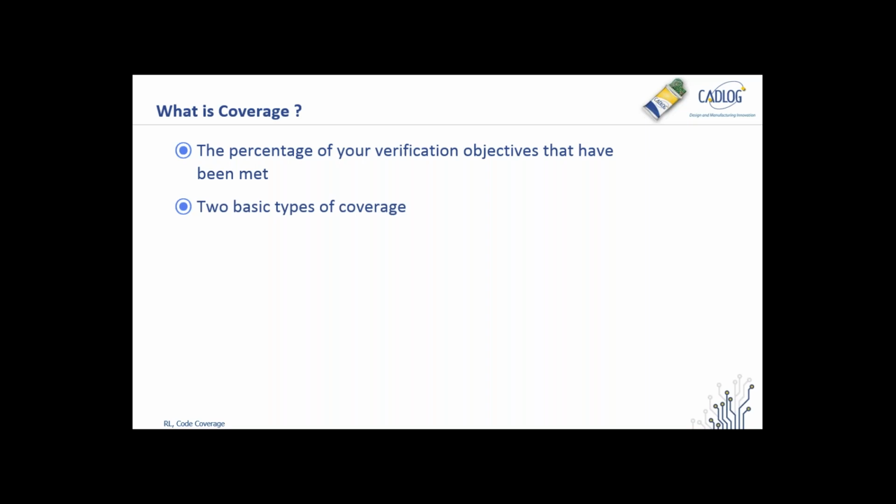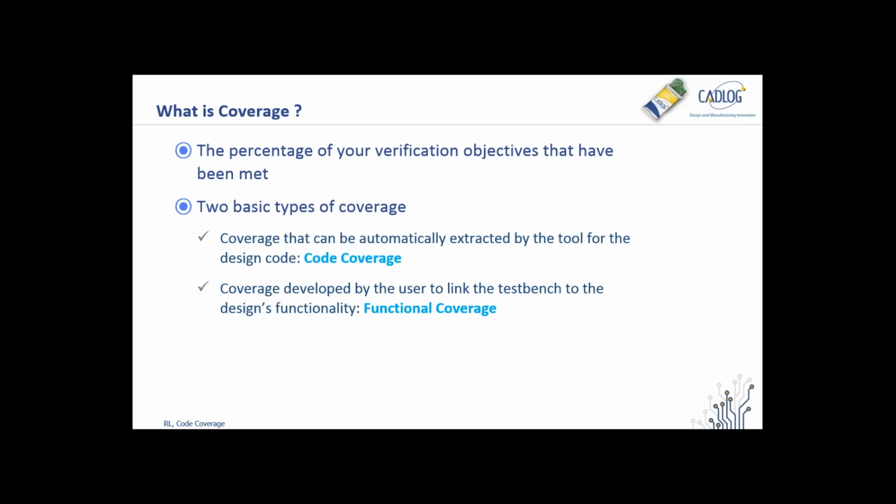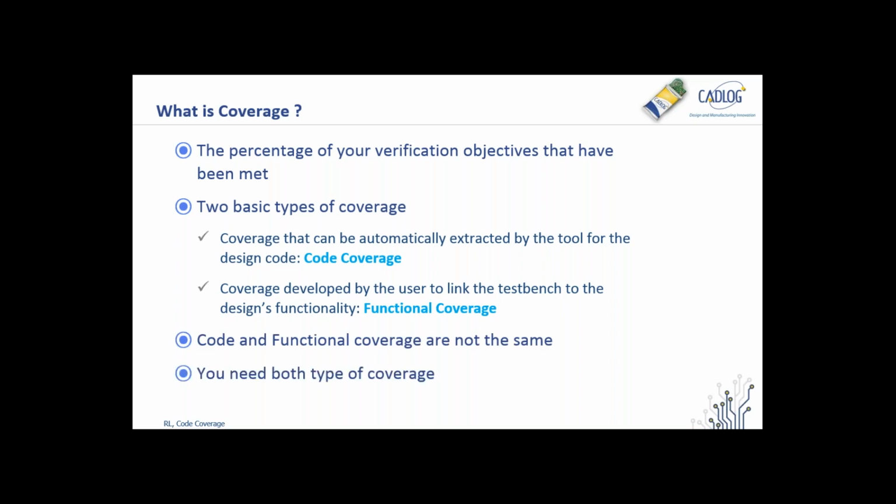So the question is, what is code coverage? In general, coverage is the percentage of your verification objectives that have been met. There are two types of coverage. We have the coverage that is automatically extracted by the tool from the design code, which is code coverage. And we have the coverage developed by the user to link the testbench to the design functionality, which is functional coverage. Code and functional coverage are not the same, and you need both of them, of course.